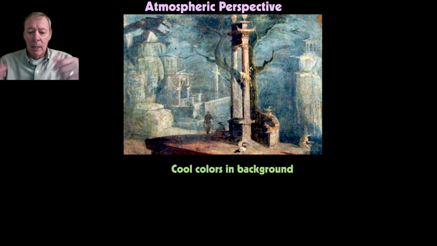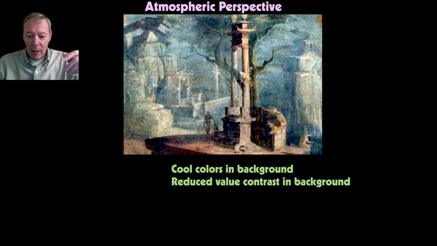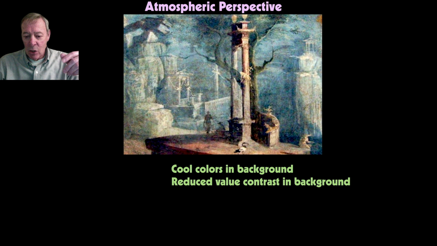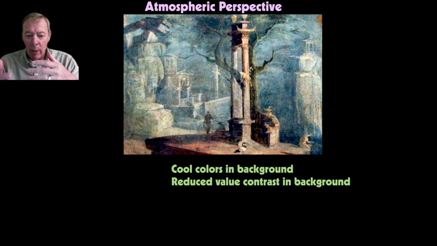A second element is reduced value contrast in the background. By value contrast, I'm talking about elements like we see here. On this column and wall, we see very high values on the front and dark values on the side, and sharp contrast between the two. On the other hand, in the background, where we look at the lightest values and the darkest ones, there's reduced contrast. It makes it look blurrier or mistier. Again, that's a consequence of those layers of atmosphere.